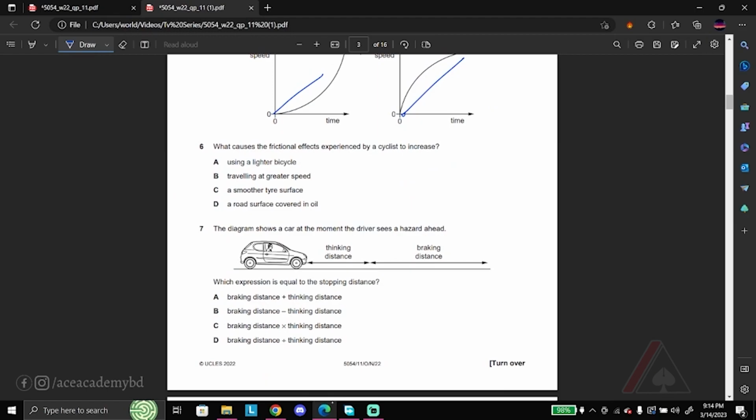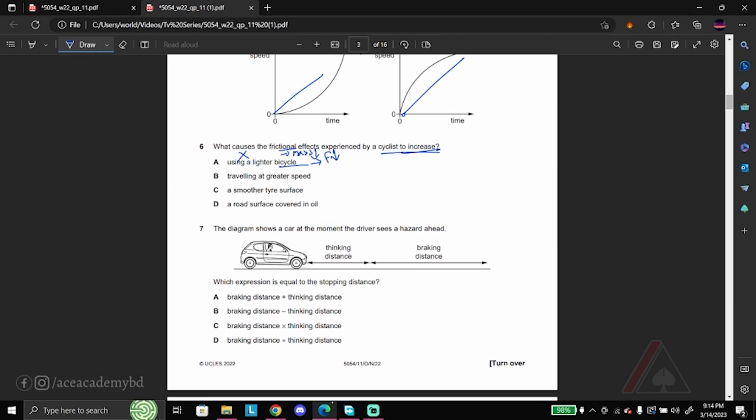Question number 6. What causes the frictional effects experienced by a cyclist to increase? Okay, let's go over the options one by one. A says using a lighter bicycle. So a lighter bicycle means the mass is less. So due to the less mass, the inertia will be less. So due to less inertia, the force required to stop the bicycle will also be less, or the frictional force in other words. So the frictional force will be less in this case. But the question asks for the frictional effects to be increased, not decreased. So this one will not be our answer.